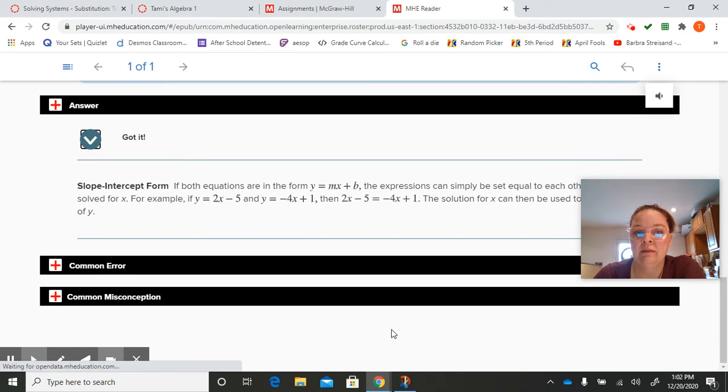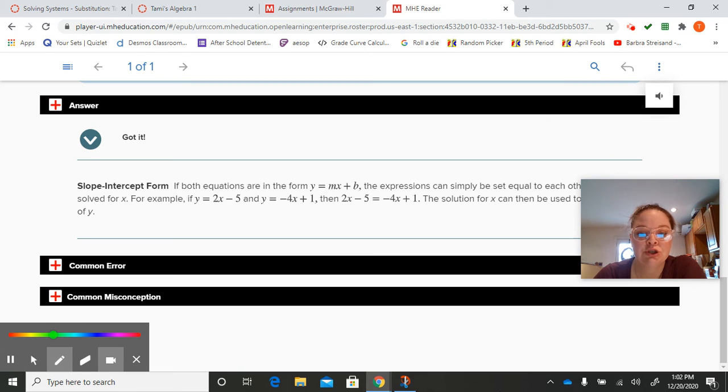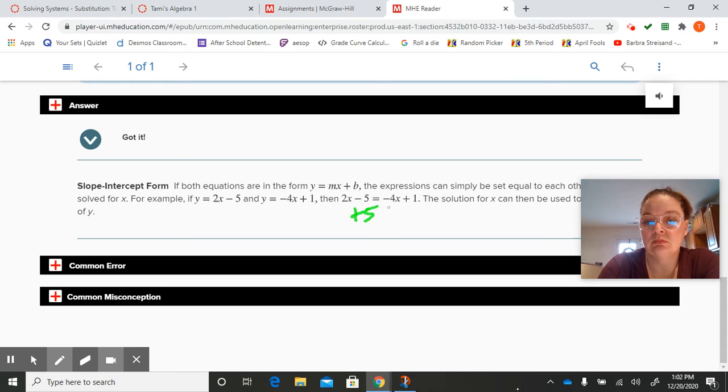So I'm going to go ahead and show you what that looks like. So we have 2x minus 5 equals negative 4x plus 1. I'm going to add 5 to both sides. That gives me 2x equals negative 4x plus 6. I'm going to add 4x to both sides. And that gives me 6x equals 6. When I divide by 6, that gives me x equals 1.